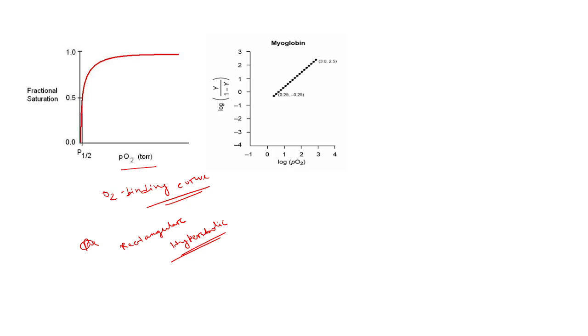Okay, why is it called rectangular hyperbolic? Look at this structure. Here at P equals 0, that means no oxygen is bound. But when the first oxygen is bound, then it reaches this condition. But the myoglobin can bind to one oxygen only. The maximum level is 1.